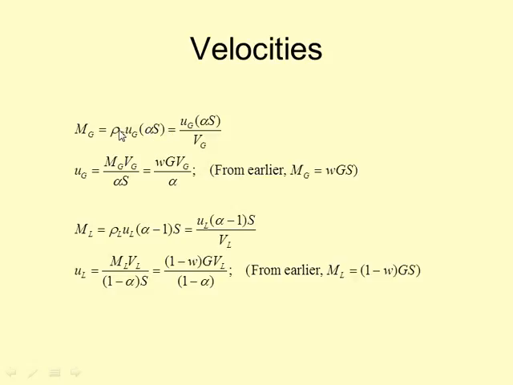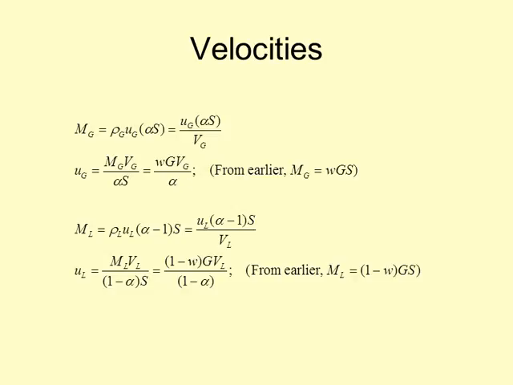And rho G you can put as 1 over VG. So you can express UG in terms of mg VG over alpha S. Mg is actually omega GS. So the top S will cancel with the bottom S and you get this expression. Is that alright?